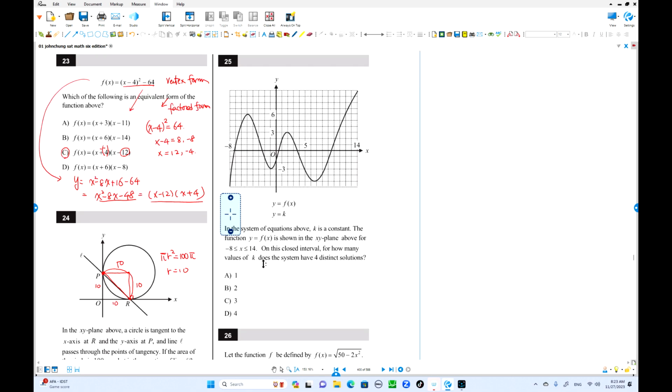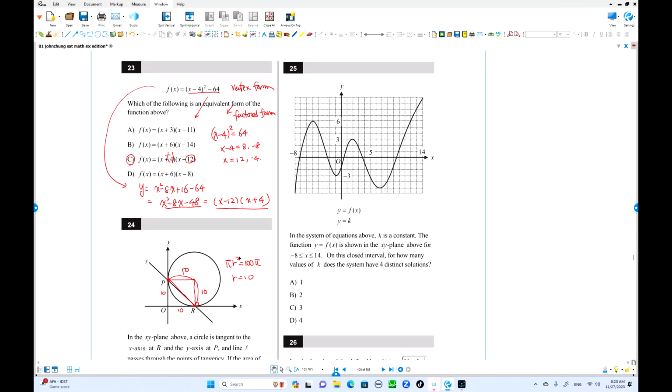This is number 25. We have a polynomial graph, y equals f of x. Another one over here is horizontal, y equals k, a constant function, which is a horizontal line. In this closed interval, for how many values of k does the system have 4 distinct solutions, 4 intersections? If y equals k over here, there are only 3 intersections.